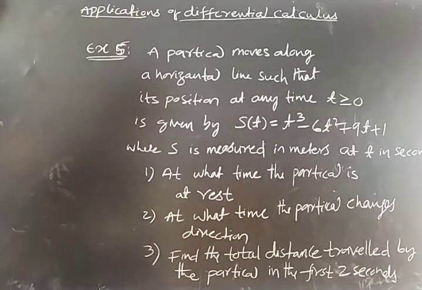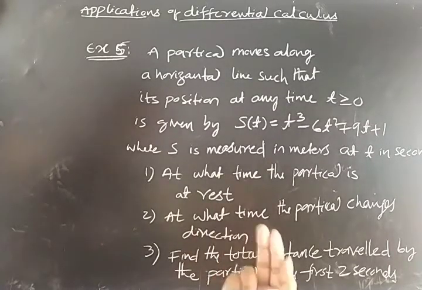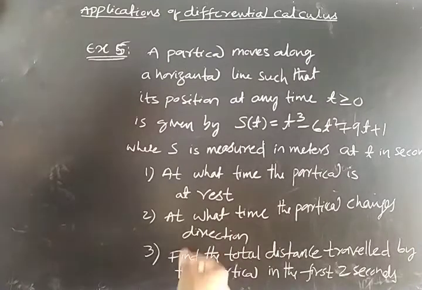Now second question. At what time does the particle change direction? When the particle changes direction, the velocity changes its sign. By knowing the change in sign of velocity, we can say that the particle changes direction.